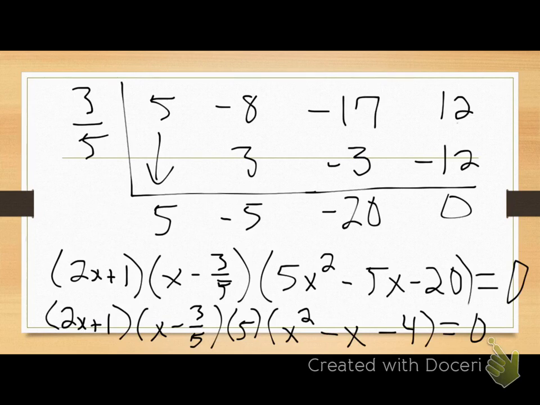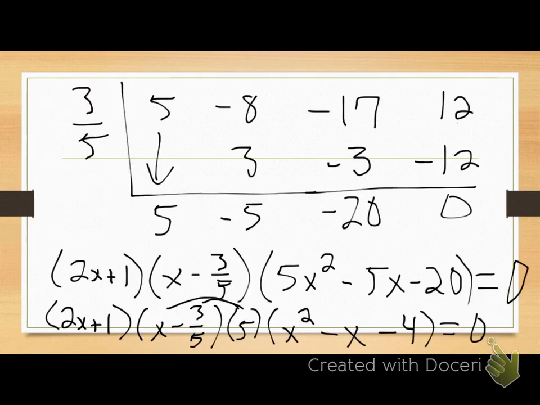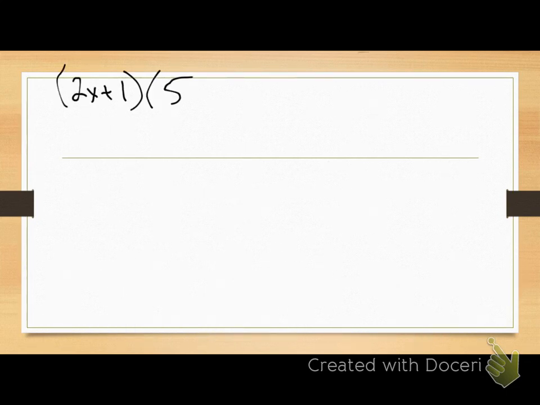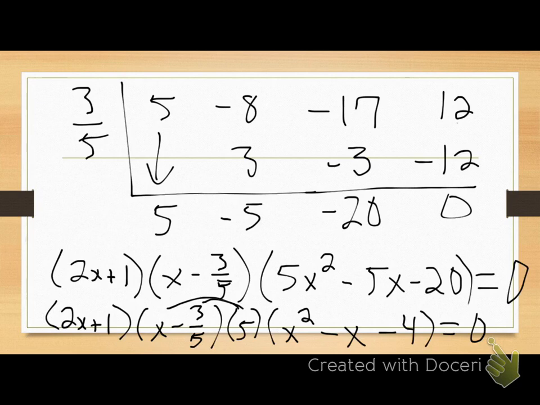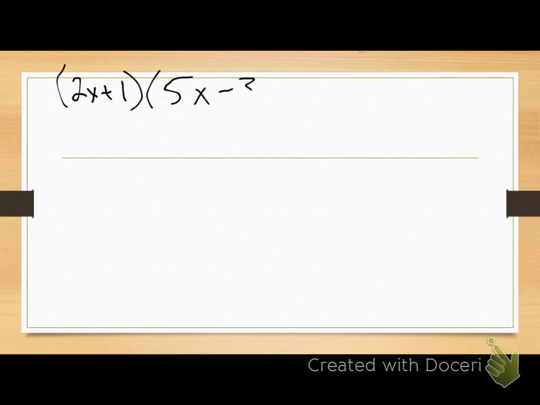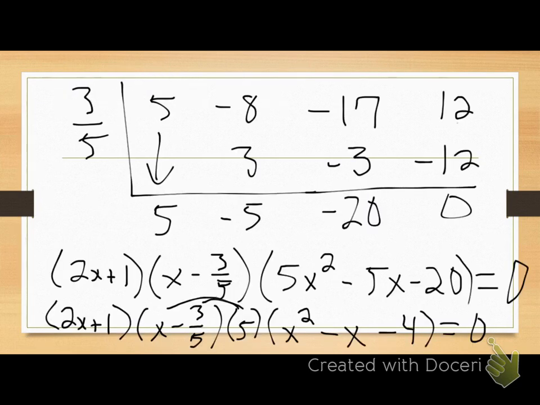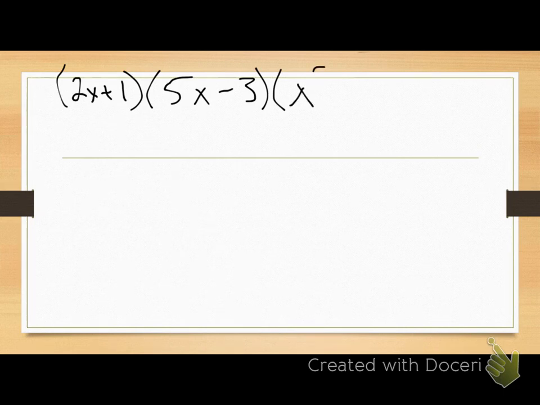I distributed it through that binomial. So let's do the same thing with this 5, distribute it through this binomial. So I still have 2x plus 1. What's 5 times x? 5x. 5 times -3/5 is -3. And then I have x squared minus x minus 4. All right, we're getting places. We're getting there.